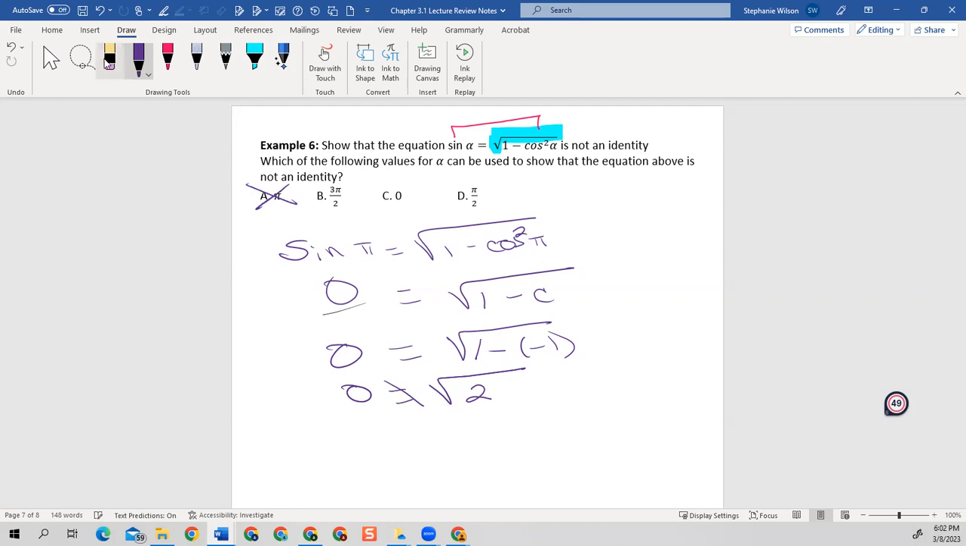So now let's go ahead and try out the next one. And again, some of you may use a different method and it's okay. So I'm going to plug this in and I'm going to see if the other side equals that. So let's plug that in.